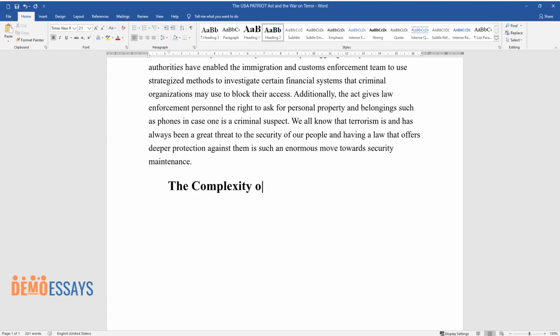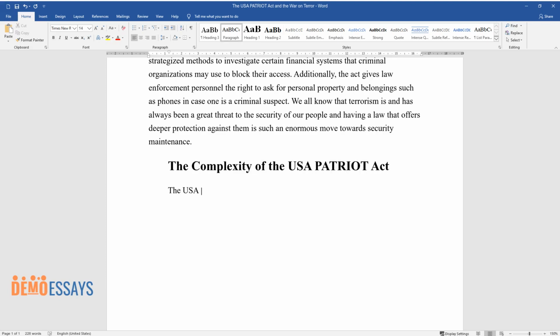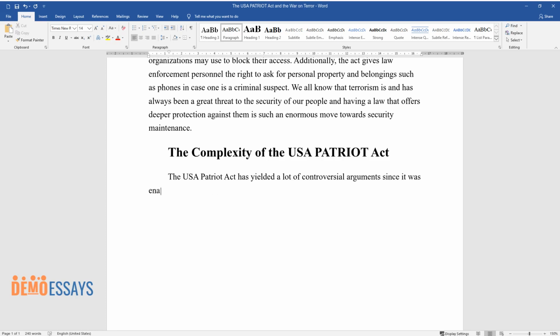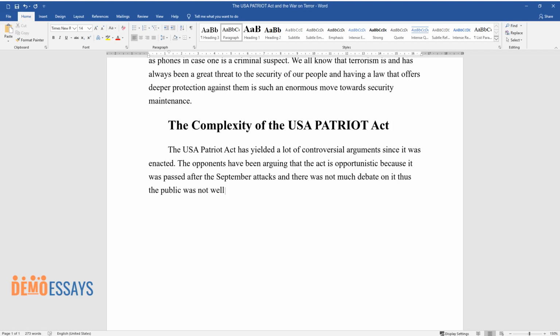The complexity of the USA PATRIOT Act. The USA PATRIOT Act has yielded a lot of controversial arguments since it was enacted. The opponents have been arguing that the act is opportunistic because it was passed after the September attacks and there was not much debate on it, thus the public was not well involved and felt left out.